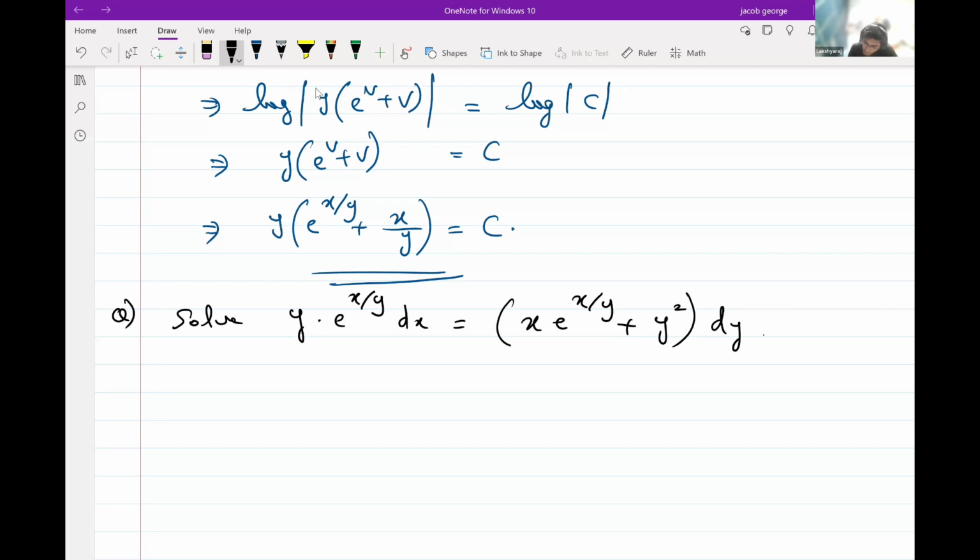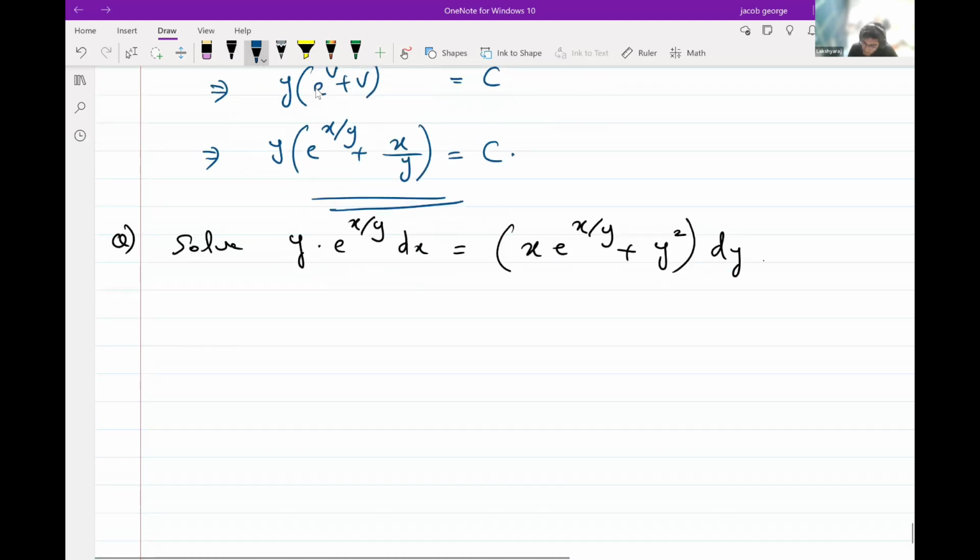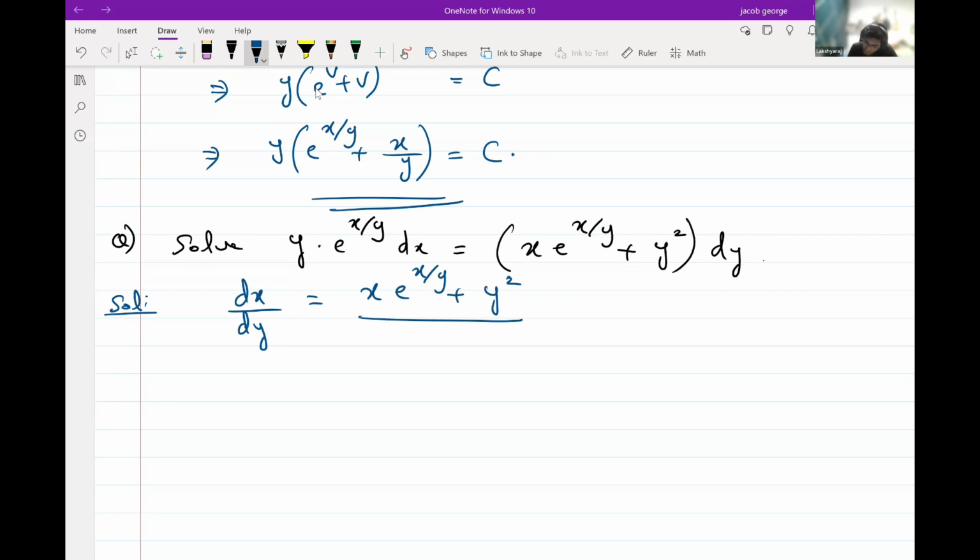dx by dy is equal to x e raised to x by y plus y square, divided by y e raised to x by y. Here the second term's degree is 2, but first term's degree is 1. Normally we get all the terms of the same degree. But that doesn't matter since there is a fixed x by y. We proceed this by substituting x by y is equal to v. This is equation number 1.